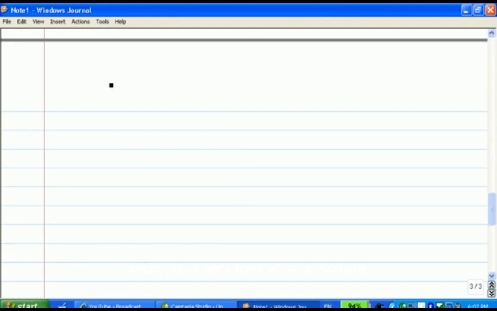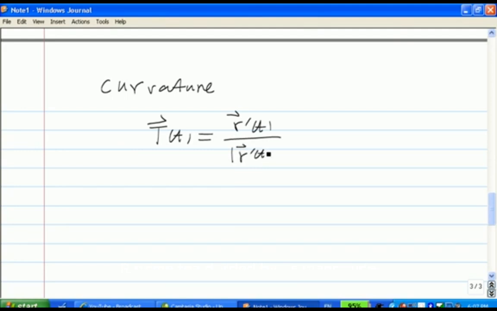Okay, next let's look at the curvature. How do we find the curvature? How do we define the curvature for a curve? Remember we have vector T. What is vector T? Vector T has been defined as r prime t divided by its magnitude. So I give you r of t. That means I give you a curve.